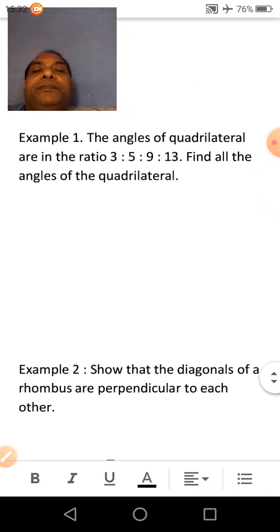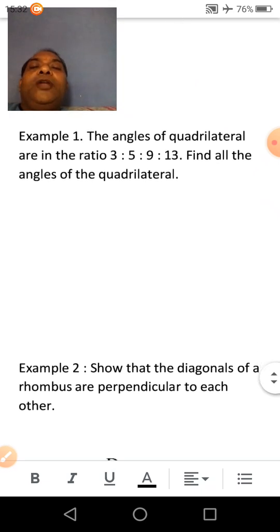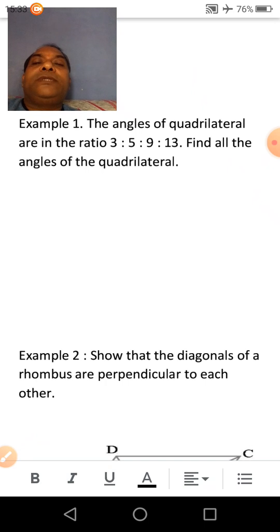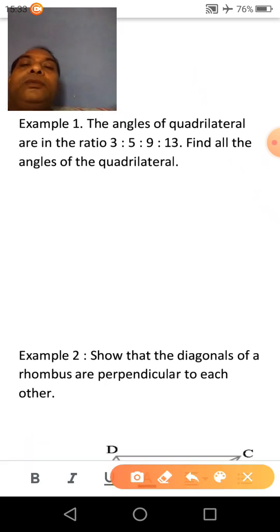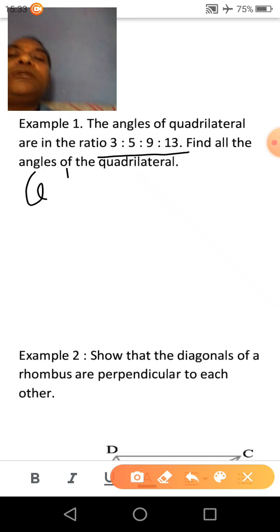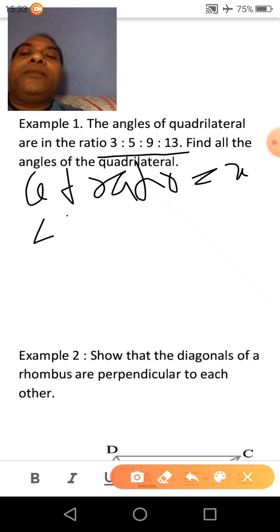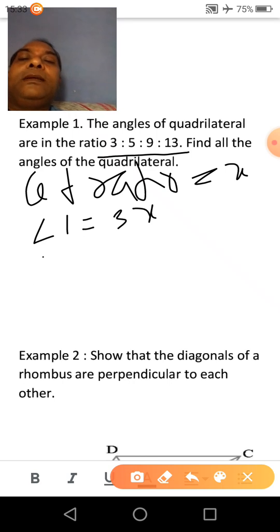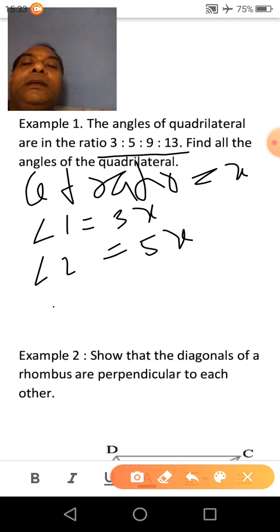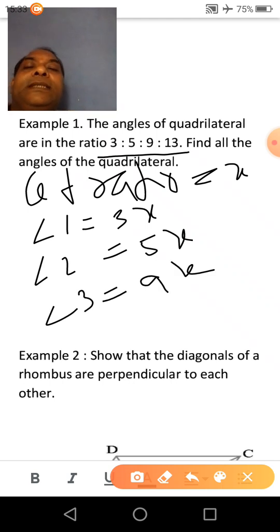Now in the next example, the angles of a quadrilateral are in the ratio 3:5:9:13. Find all the angles of the quadrilateral. Here the angles are in this ratio, and you have to find all the angles. So let the ratio be equal to x. Then angle 1, the first angle, will be equal to 3x, the second angle will be equal to 5x, the third angle will be equal to 9x, and the fourth angle will be equal to 13x.